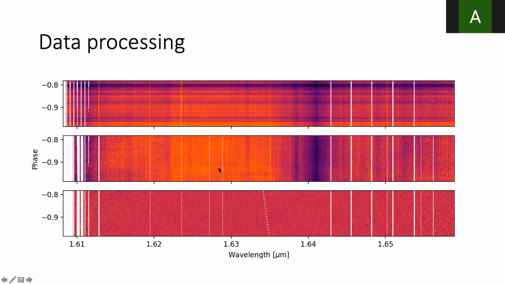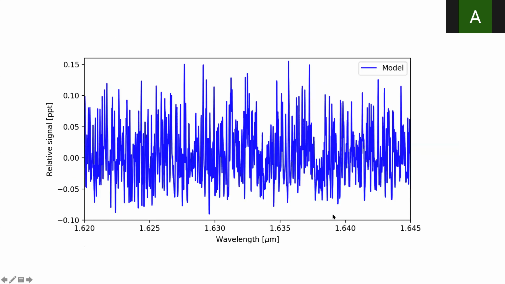And to get the planet signal, you have to remove all this quasi-static signal. There are many ways to do that. We use a principal component analysis to get what you can see in the bottom panel. And just to illustrate how the planet signal will behave, if we had a single line, this is where it would be. So it will move on the detector. And again, we don't see any planet signal in this, and this is normal.